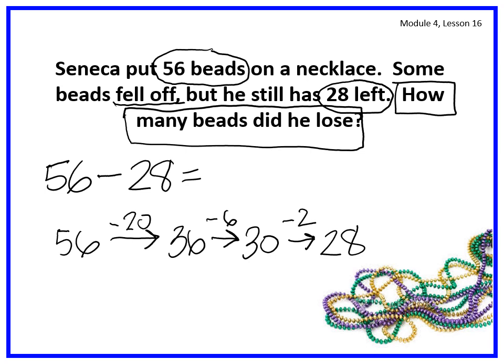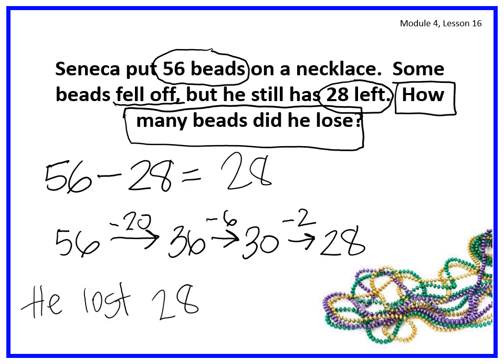So now we need to say that into a word sentence. So I can say, to answer the question, how many beads did he lose? I'm going to say he lost 28 beads. So now we've put that into a sentence so I can clearly see the answer. But let's make sure that that answers the question that's asked. How many beads did he lose? He lost 28 beads. Perfect. So now let's take a look at another problem.